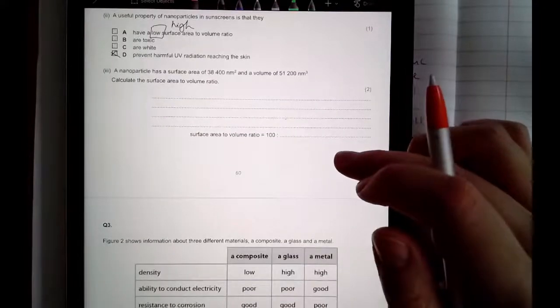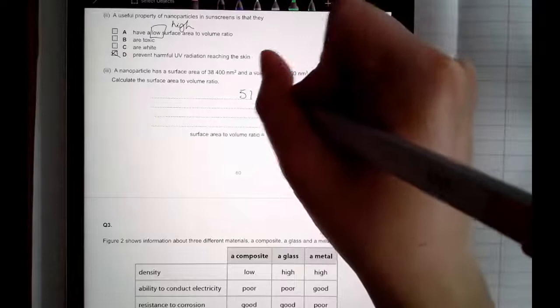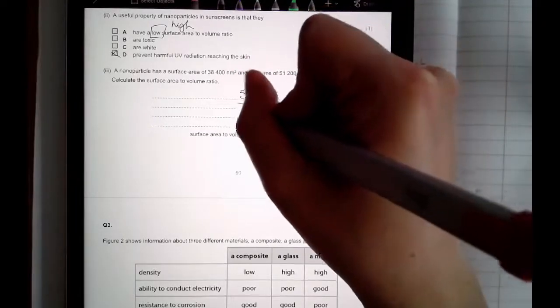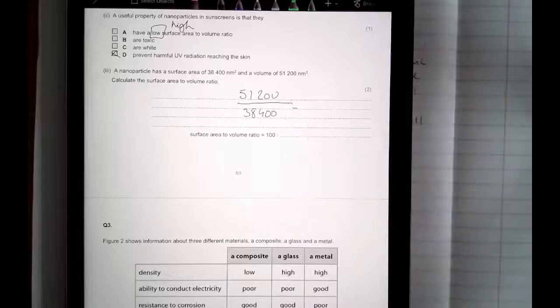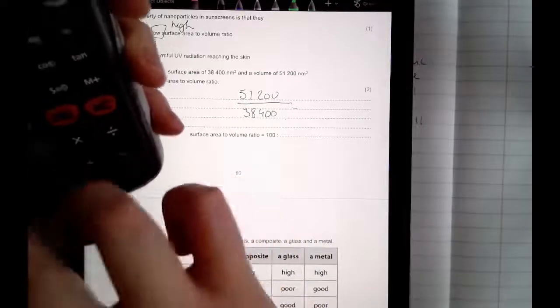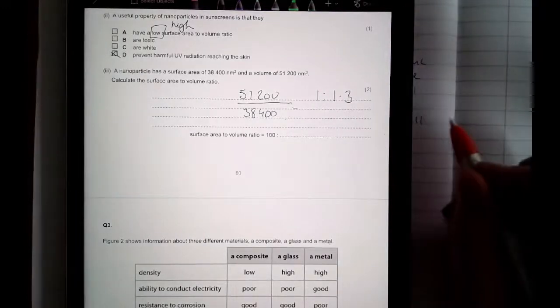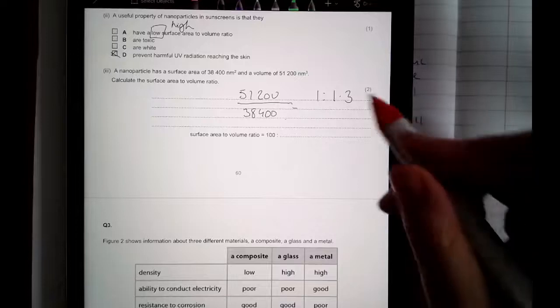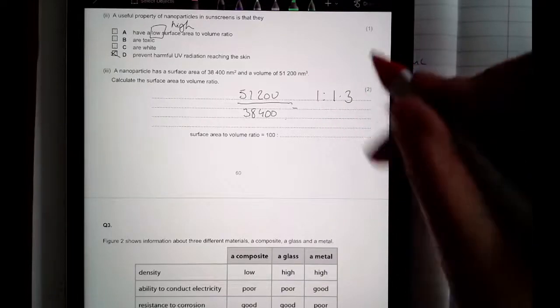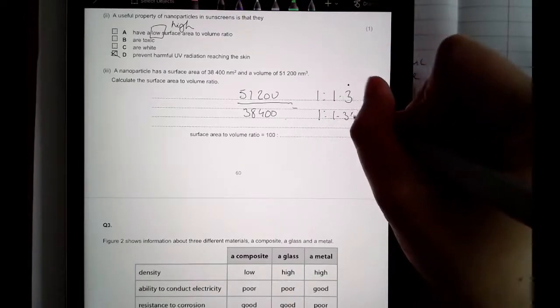The next one, they want you to calculate the surface area to volume ratio. So you need to take the volume, which is 51,200, divide by the surface area, 38,400, and just do that calculation on the calculator. So you get 51,200 divided by 38,400, and you get 1 is to 1.3. Now on the mark scheme, what they accept, 1 is to 1.3 is fine. It's actually 1.3 recurring, so you can include the dot. You could write 1 is to 1.33.